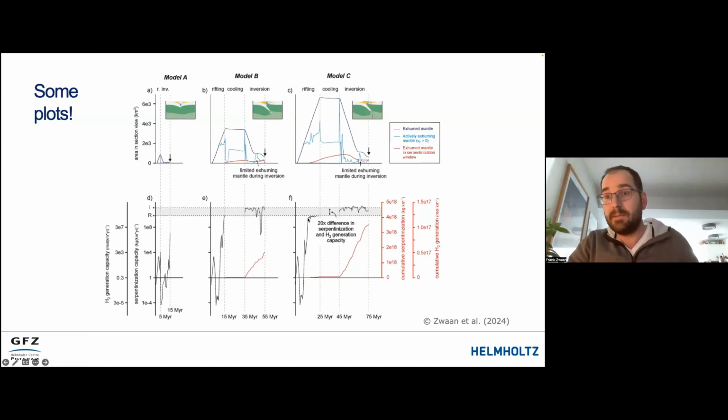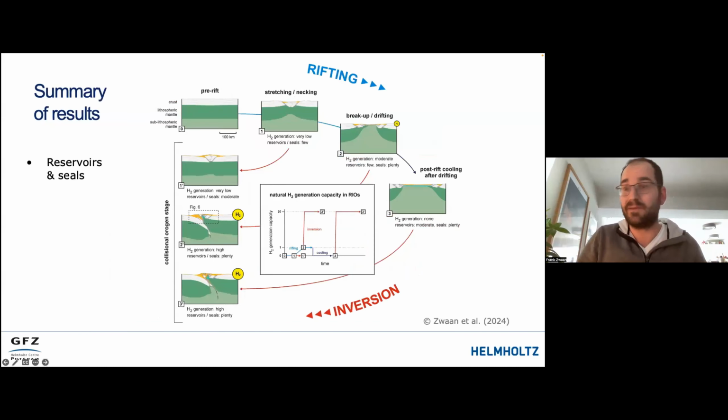However, if we then keep on rifting, this remains a bit of a threshold. So there is kind of an upper limit due to the geometry of the system, the size of your serpentinization window. But if we then go into compression, so that would be this line here, and this line here, you can see that that line is substantially higher, about 20 times higher than what we can get over here. And if you look at this red line, this is the cumulative amount of serpentinization or hydrogen production that really starts to kick in when we start to have inversion. So the inversion phase seems to be very interesting.